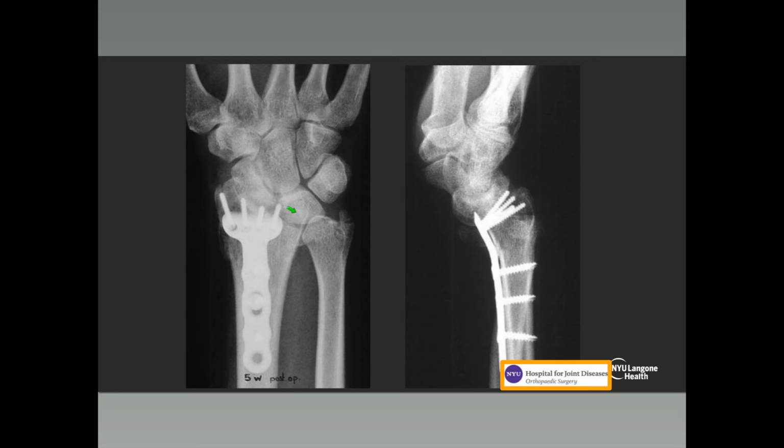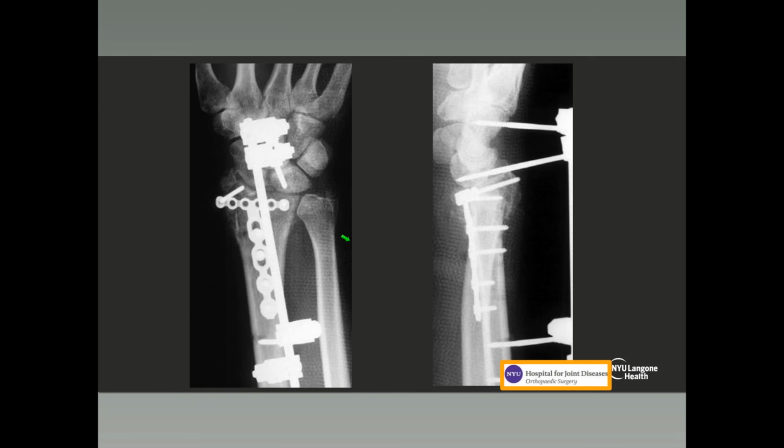Everything else has stayed in place, but the volar lunate facet fragment has pulled out, and the entire carpus has translated with it. So that's what we want to avoid. It's a very hard fracture to fix sometimes, but that's an easy complication that we can prevent by really focusing on the volar lunate facet fragment.